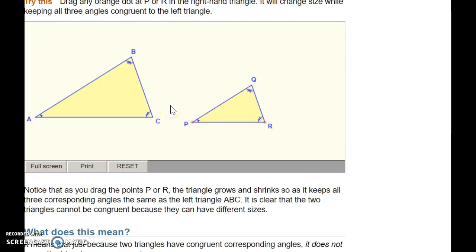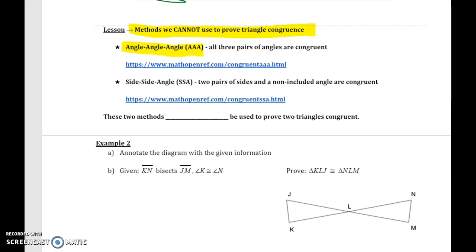Okay, because we know nothing about the sides, we only know about the angles, and we can have two triangles that have the same angles, but are clearly different sizes. So angle, angle, angle is not a method for triangle congruence. Our other method that we cannot use is side, side angle. If we were to rewrite side, side angle as angle, side, side, notice that that spells a bad word. Okay, no bad words. We can't use those.